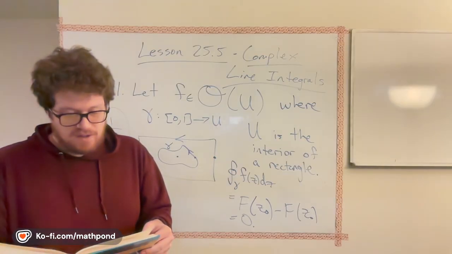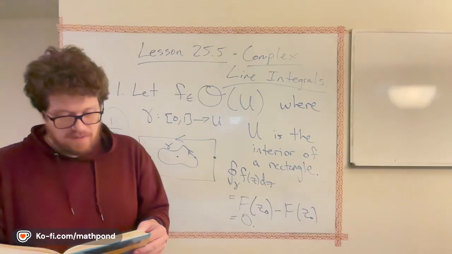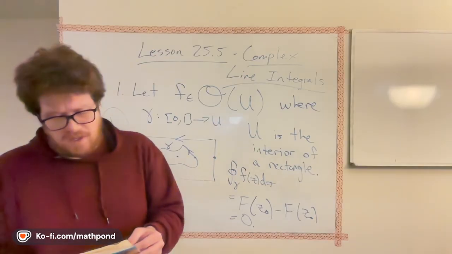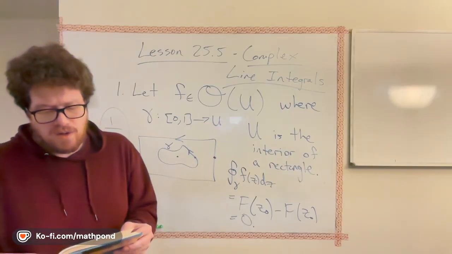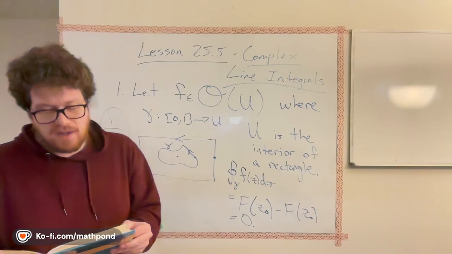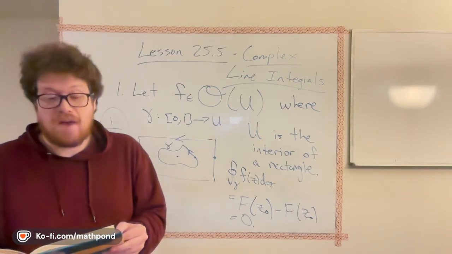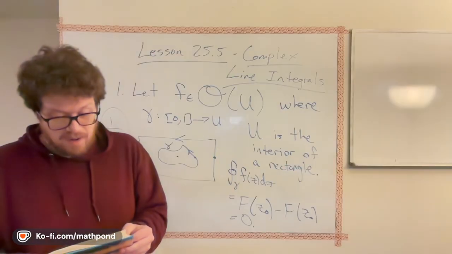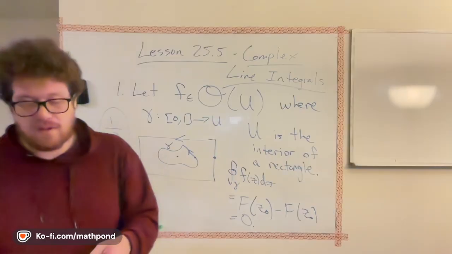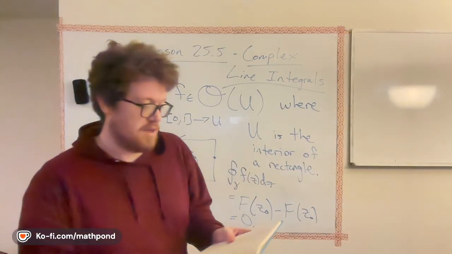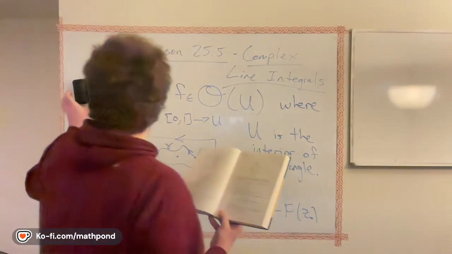Okay, let me see. What else do we have here? Number 14, if f and g are C1 complex valued functions on an open set U, and f prime and g prime exist on U, and if f prime is equal to g prime for all values in U, then how are f and g related? Okay, I think that's an interesting problem.